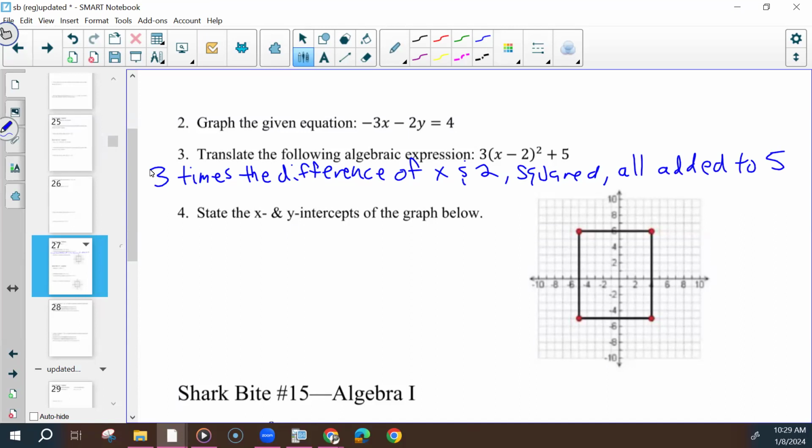Anyone else want to give theirs to see if they were right or wrong? Of x and 2, comma, squared. Don't do that because it doesn't have an equal.